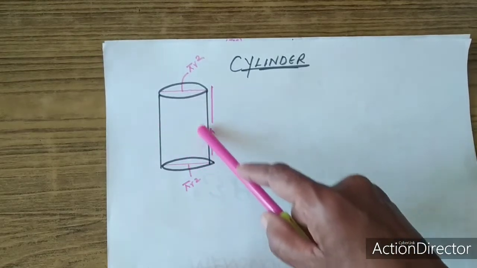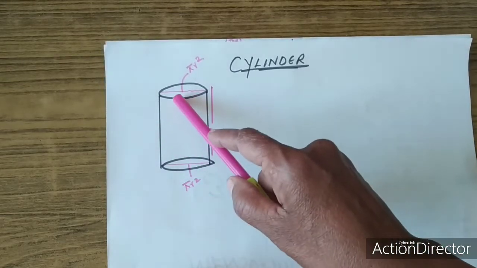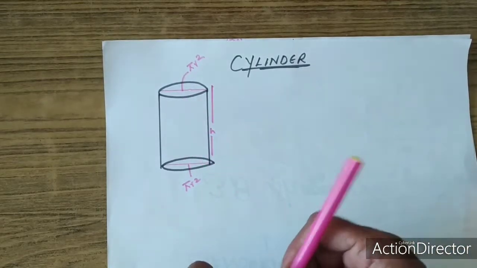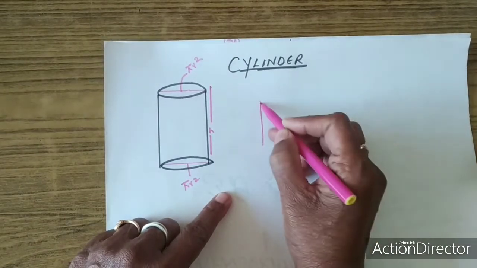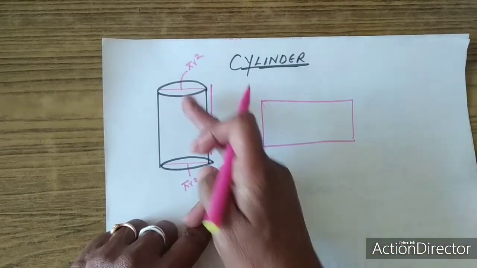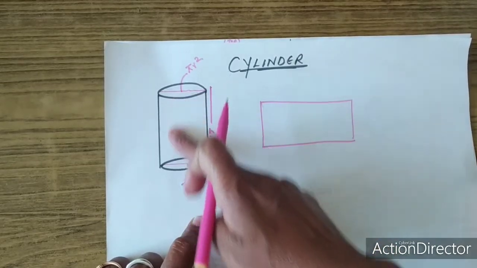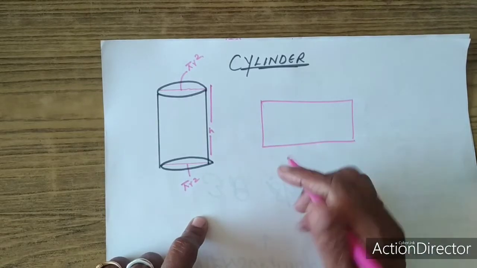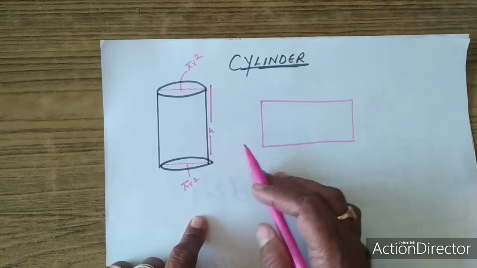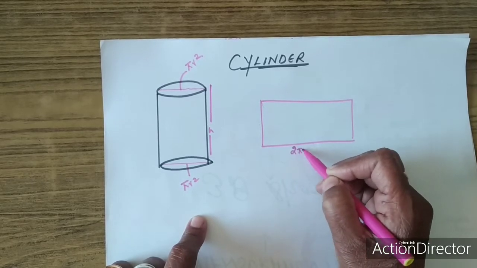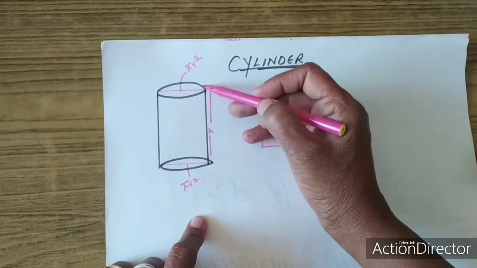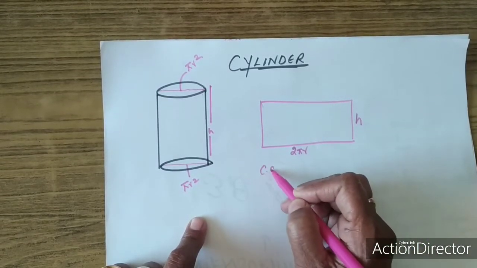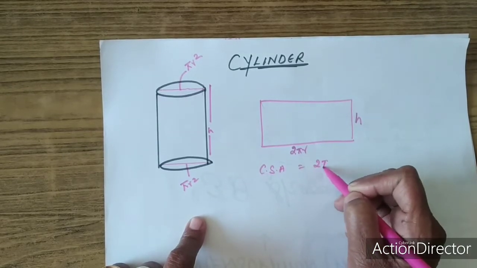Now how to find the area of this curved face? For finding this, I am going to cut it in the middle so that on opening, this curved face becomes a rectangle. After opening, you get a rectangle. Because the circular face is open, the length of the rectangle will become 2 pi r, and the breadth of the rectangle is nothing but the height of the cylinder. So my curved surface area will become 2 pi r h.